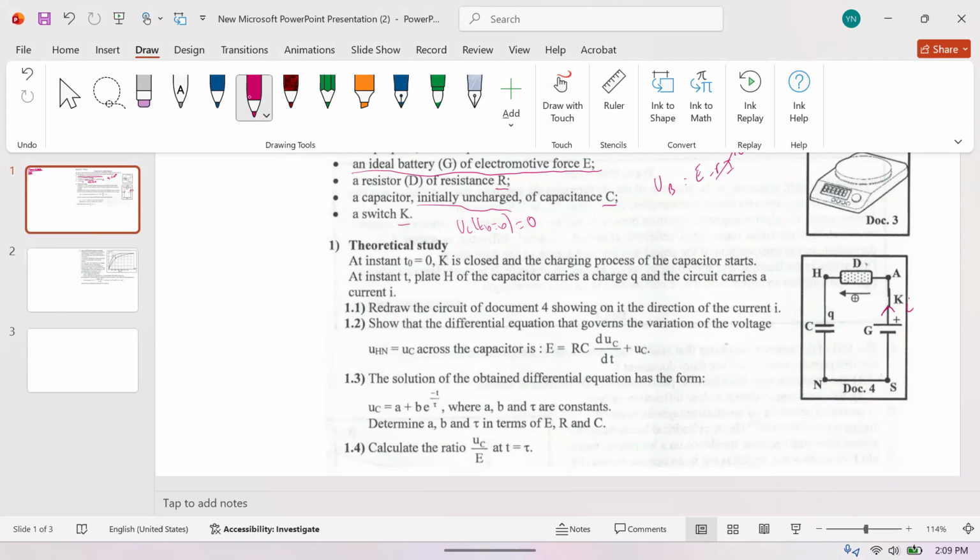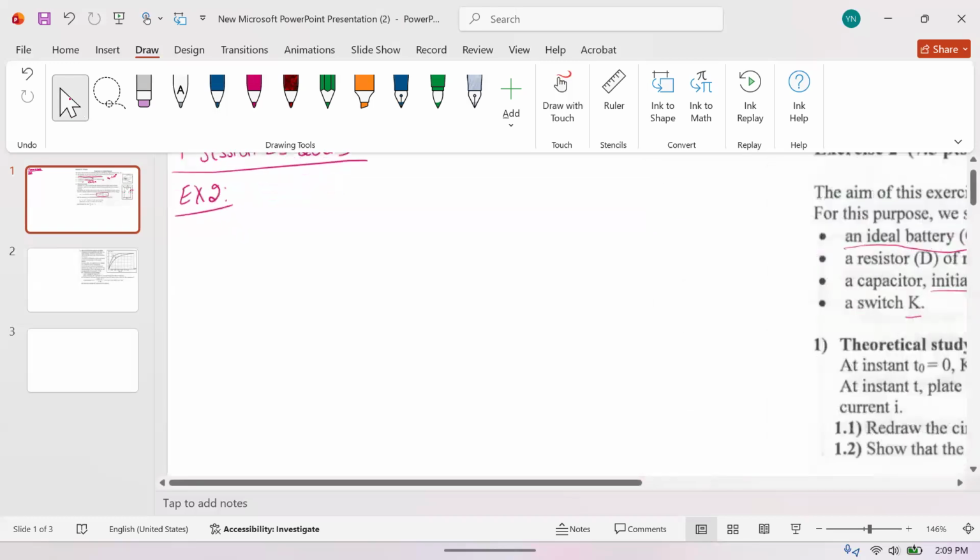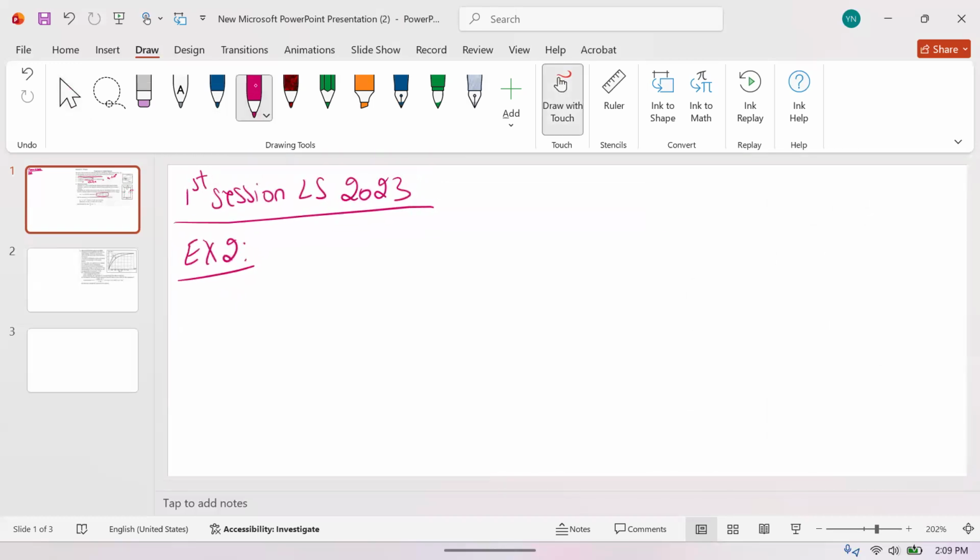Now in 1.2, as I said before, you can decompose your problems into a few steps. It will feel a lot easier. Here they want the differential equation for UC, and I solved this plenty of times. I solved it last time. Now here we have the first step.